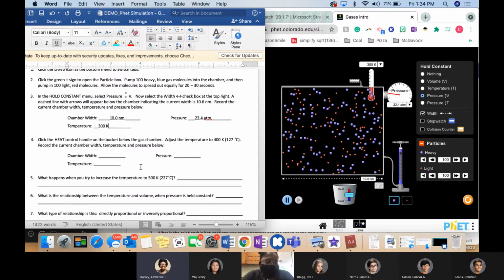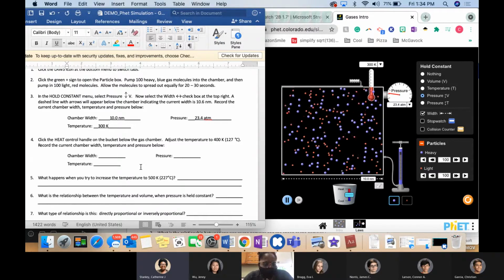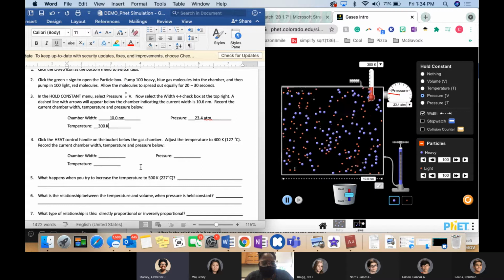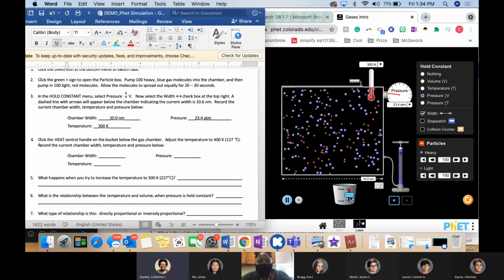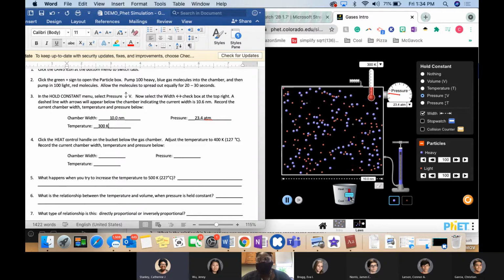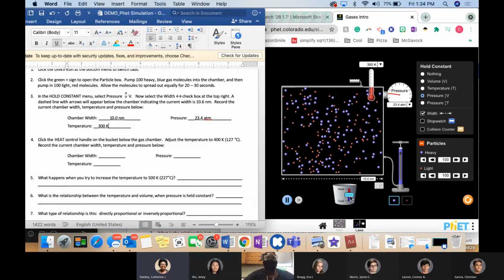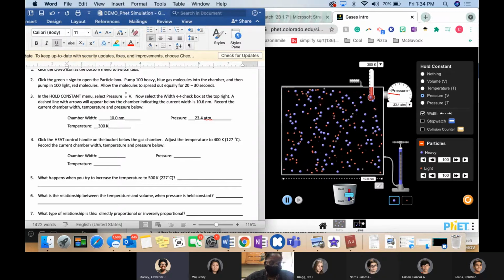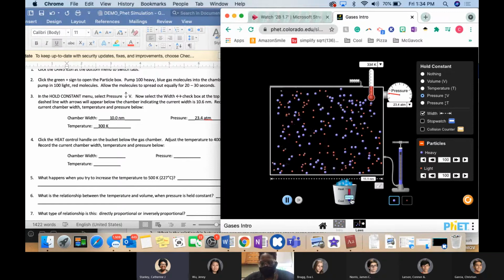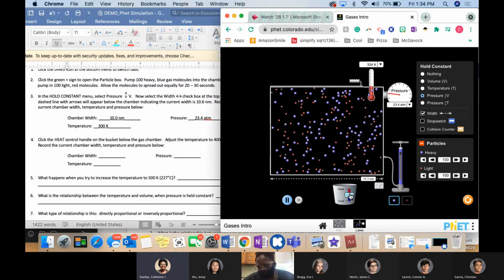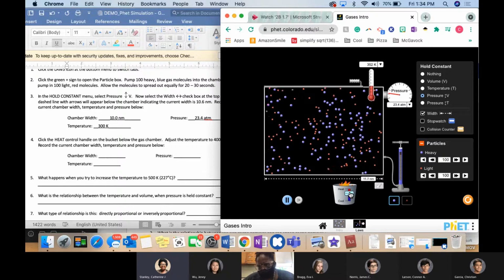So let's click the heat control handle on the bucket below the gas chamber. Adjust the temperature to 400K. Remember, you should get your own numbers for these things. Your numbers should not always exactly match my numbers, okay? All right, so we want to increase this to 400. Whoa, did y'all see that? 400.